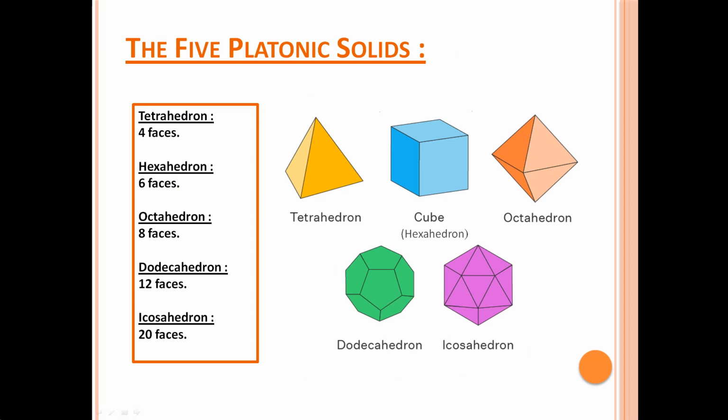The tetrahedron. It has 4 triangular faces. The cube. It has 6 square faces. The octahedron. It has 8 triangular faces. The dodecahedron. It has 12 pentagonal faces. And the icosahedron. It has 20 triangular faces.